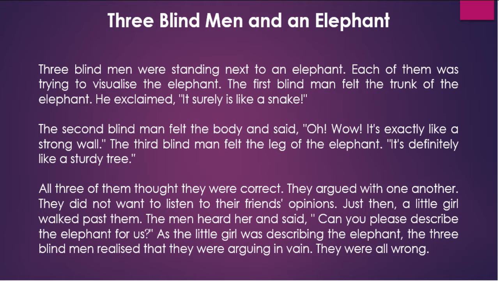The second blind man felt the body and said, "Oh, wow, it's exactly like a strong wall." The third blind man felt the leg of the elephant. "It's definitely like a sturdy tree." All three of them thought they were correct. They argued with one another. They did not want to listen to their friends' opinions.